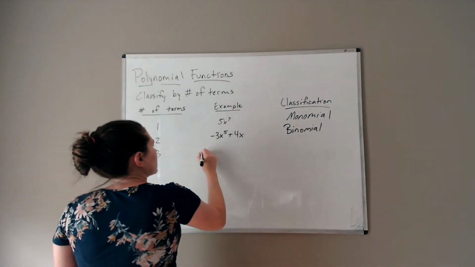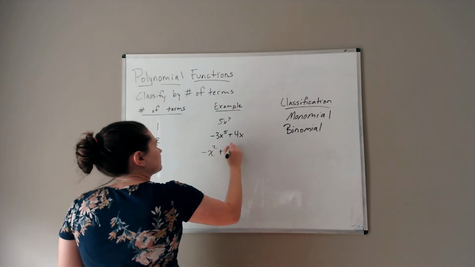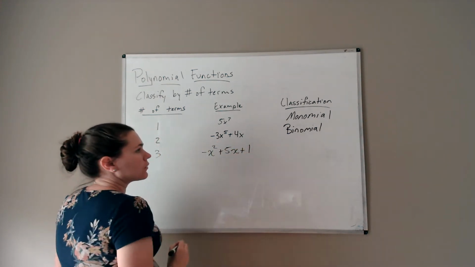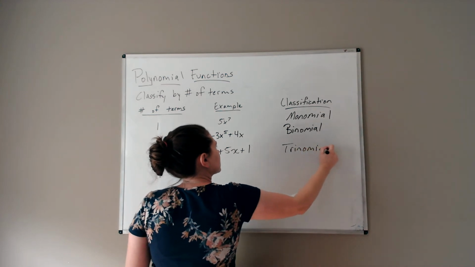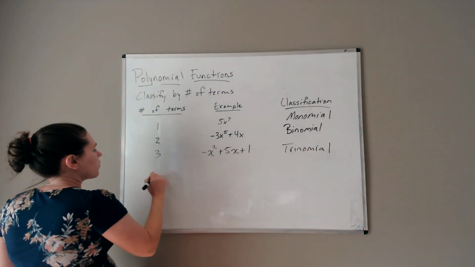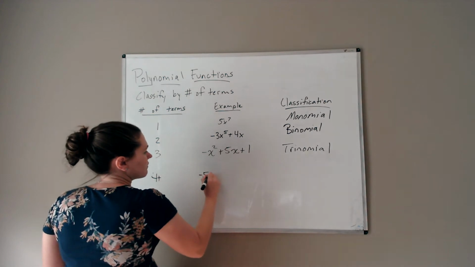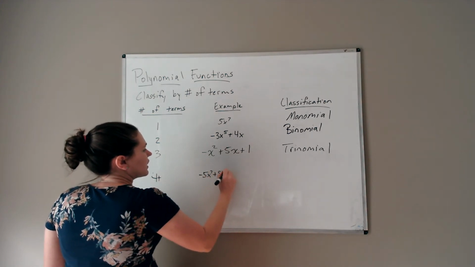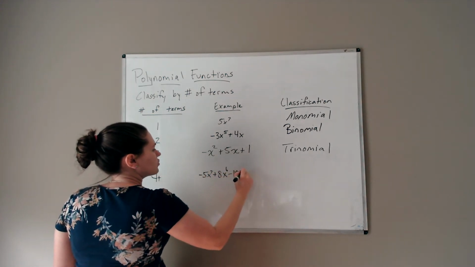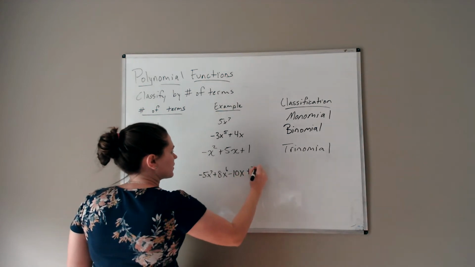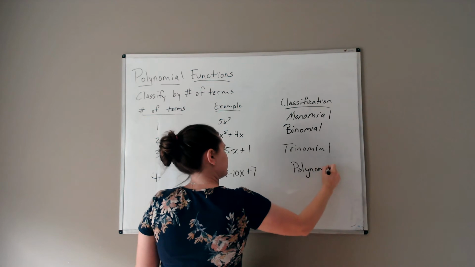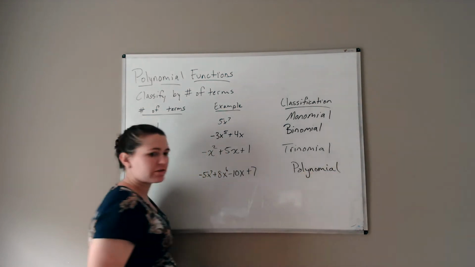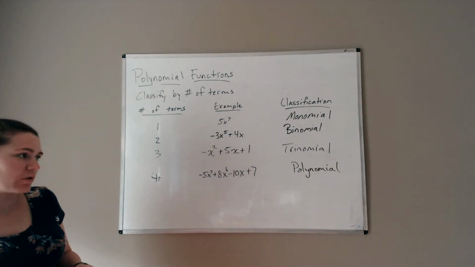Three terms, that's called a trinomial. And then four or more, so negative 5x to the 7th plus 8x to the 6th minus 10x plus 7. We stop giving it a specific name, and we're just going to call them polynomials.